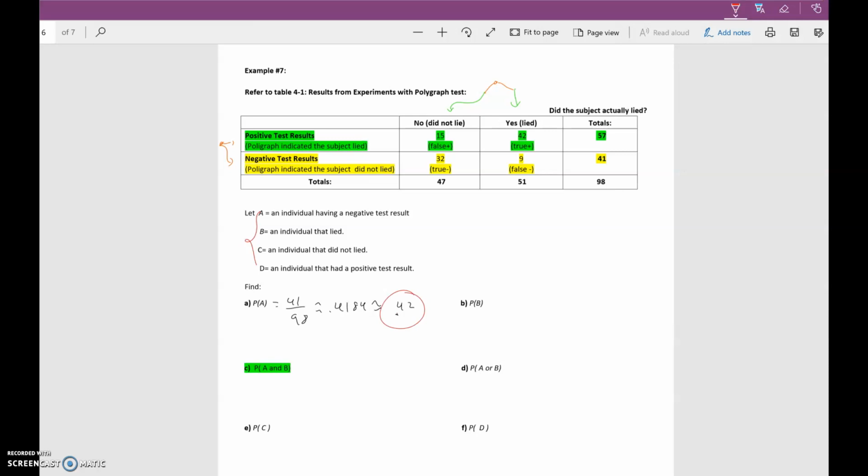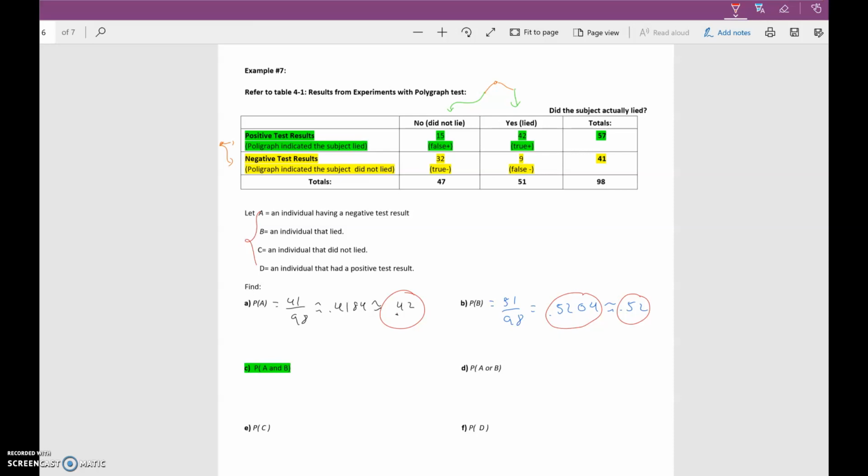Okay, let's take a look at B. For B, they're saying the individual lied. So the individual lied is this event. So these are your lies. You have a total of 51, so this is just going to be 51 out of the values of 98. This is 0.5204, approximately 0.52. So be careful with the software problems. It's going to ask you to round anywhere between those two.